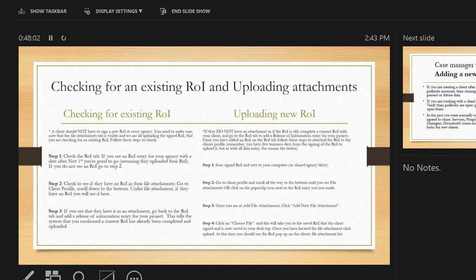To do that, scan the signed ROI and save it to your computer or onto the shared agency drive, if that's how your scanning works. Go to the client profile and scroll all the way down to the bottom until you see file attachments, or go to the ROI tab and click on the paperclip icon next to the ROI entry you just made. Once you're at add file attachments, just click on add new file attachment and choose the file that you scanned. It's just that easy.